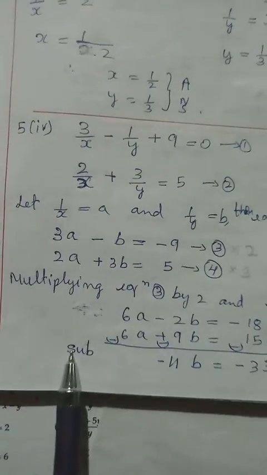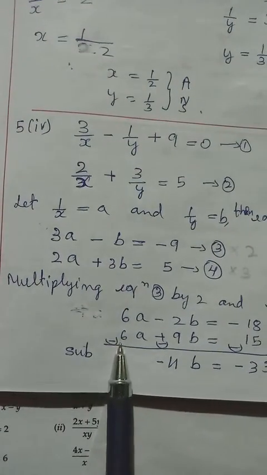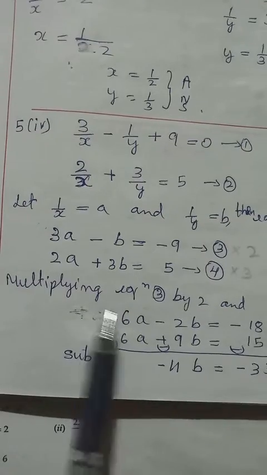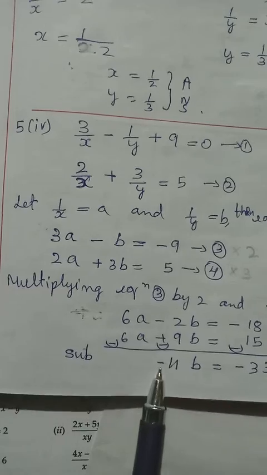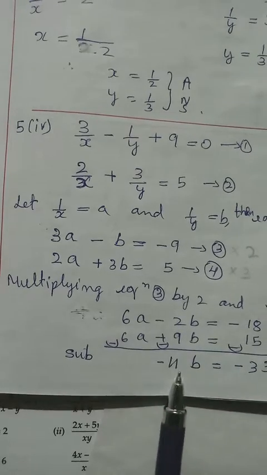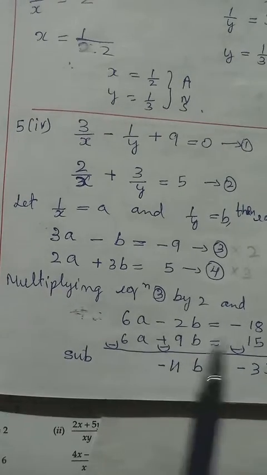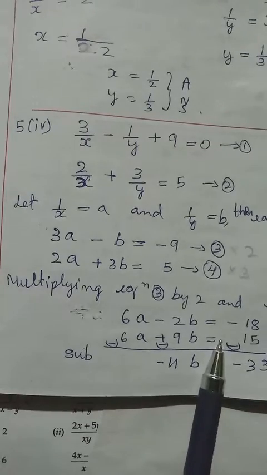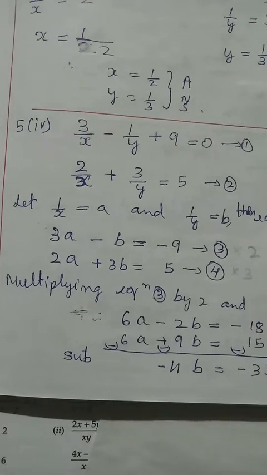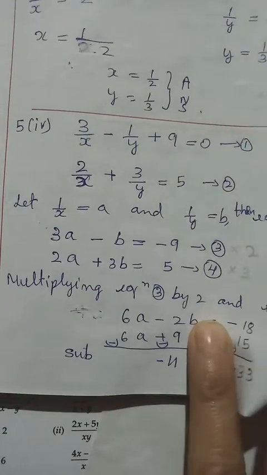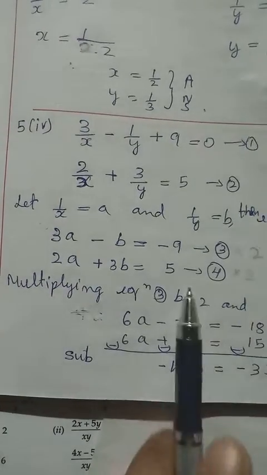Same sign, so we will subtract. Then the second sign will change. Minus, minus, minus. 6 minus 6, 0. Both minus become plus. 9 plus 2, we have 11, but sign remain minus. Then both are minus, so we have minus 33. So B will be 33 divided by 11, which is equal to 3. So let's replace it in equation.